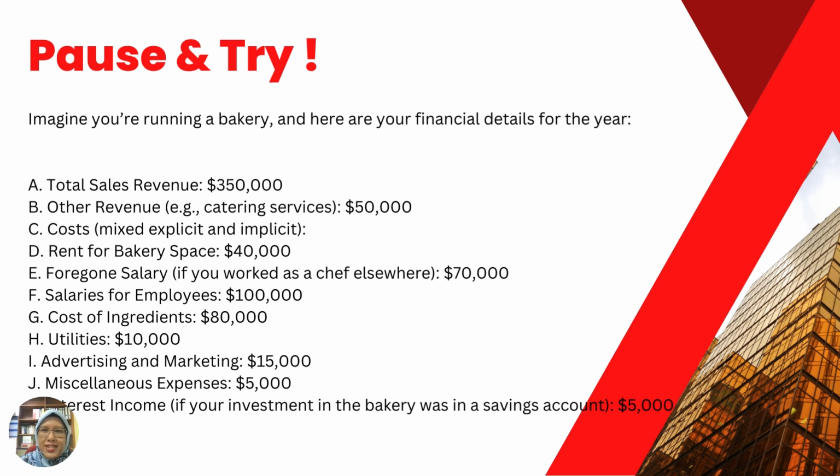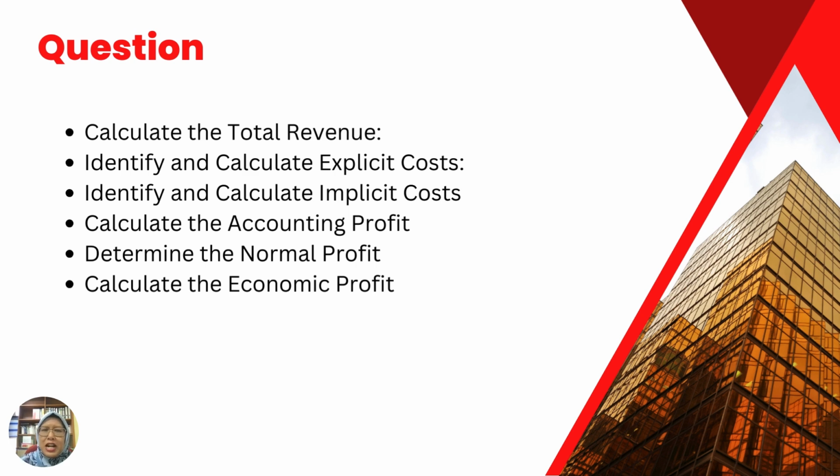To test whether you understand, try this one. What I want you to do is pause this video for several minutes and try to do the exercise. Based on the information given, my advice is to classify them as explicit or implicit cost. From there, calculate this question. Calculate the total revenue, calculate the explicit cost, identify and calculate the implicit cost, calculate the accounting profit, determine the normal profit, and also calculate the economic profit. So, pause, try, and good luck.